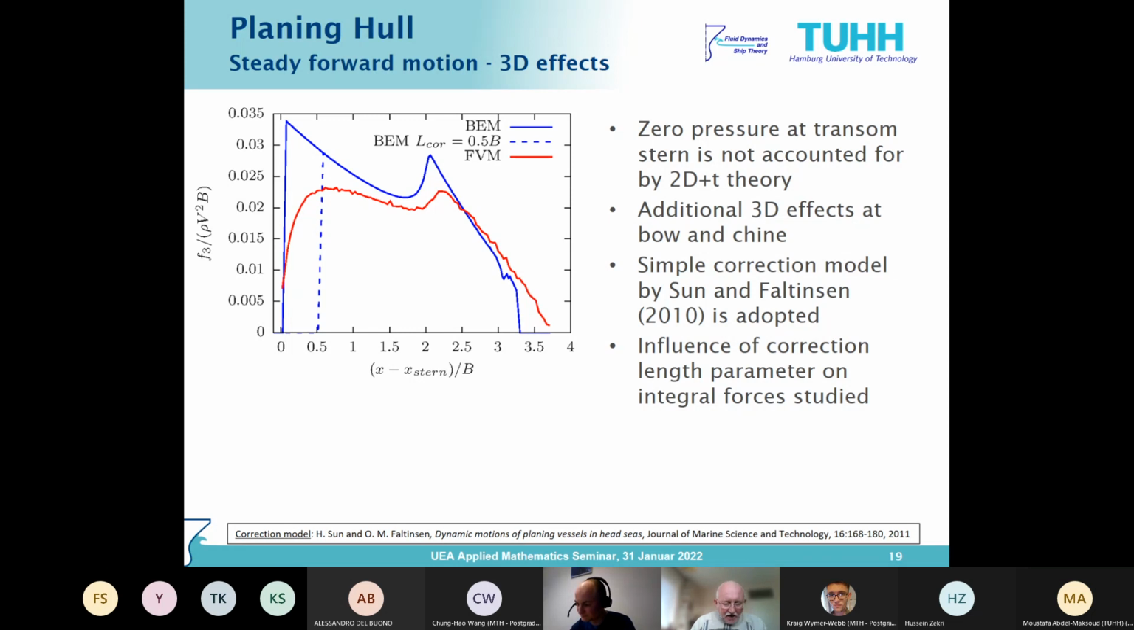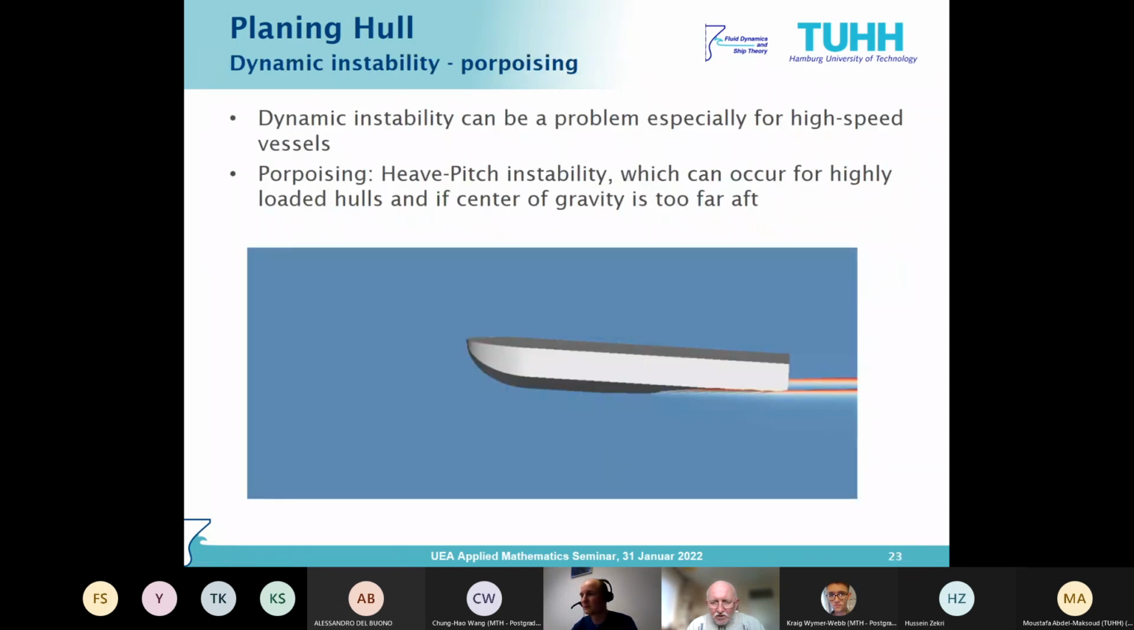Indeed, I was confused by that, but now I understand that you just disregard part of the calculated force close to the stern. Okay, no correction for the bow. I see, I understand. And then in slide 23. Yes, 23. Yes, that video.